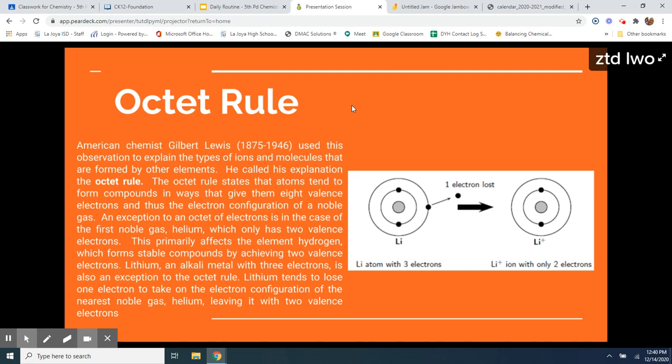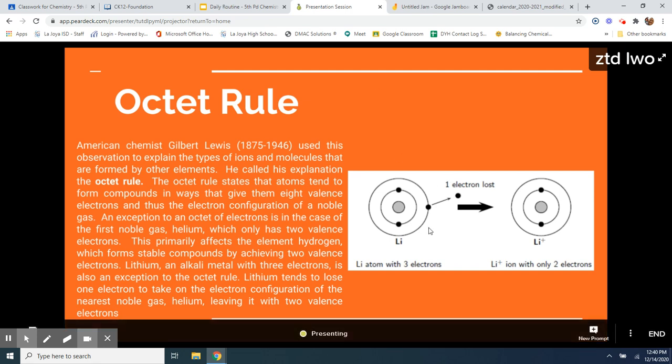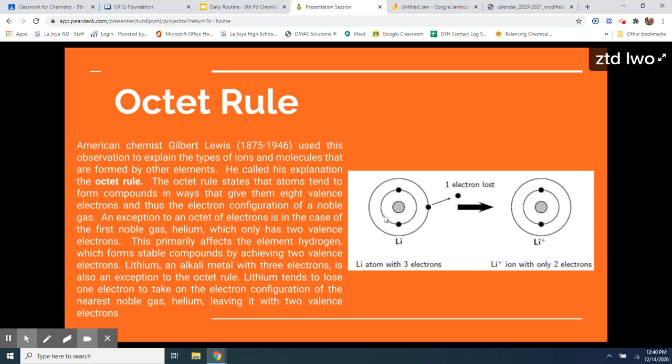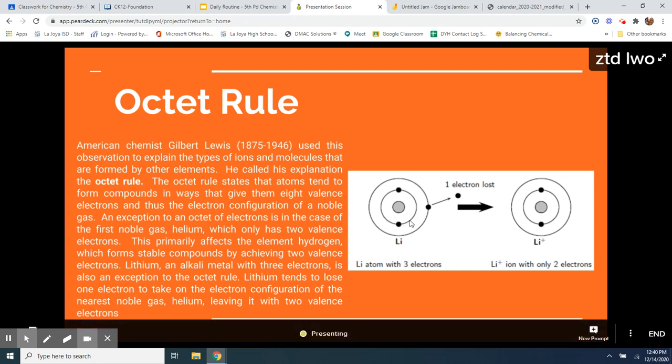leaving it with 2 valence electrons. Okay, so on the left side, this is what lithium looks like before anything happens, before we lose, before we gain, or before we share. Lithium is element number 3. It's got an atomic number of 3. It's only got 3 electrons. You can see that the first 2 are in the first energy level, or the first shell, and it can only handle 2. If you look at that third electron, it's in energy level 2.